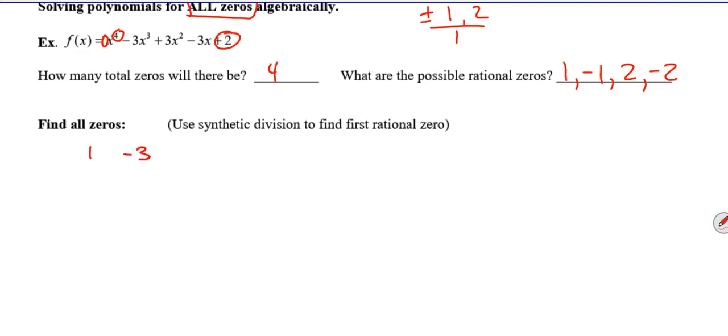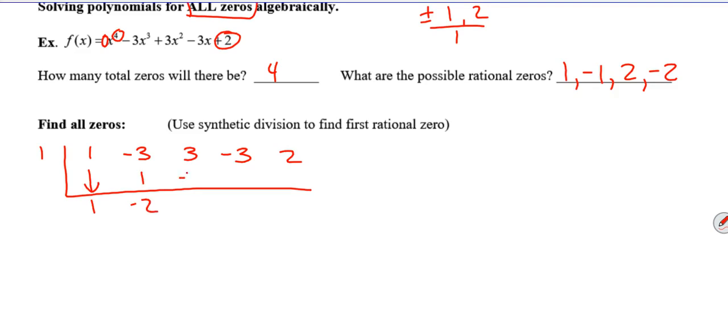1, -3, 3, -3, 2. Synthetically divide by 1 first. Bring that down. Okay, 1 worked. That is one of my zeros. Now you have to think about multiplicity. Maybe it works again. It could be a multiplicity of more than 1. So let's just double check that.